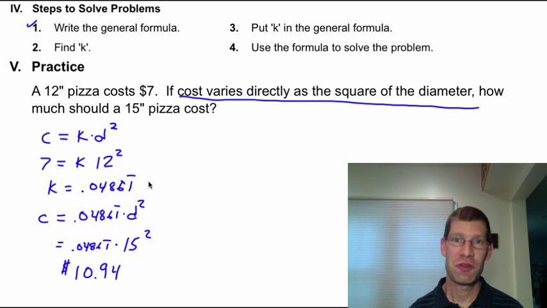It's something that makes the units work out right if I was measuring in inches versus centimeters or something like that for my diameter.